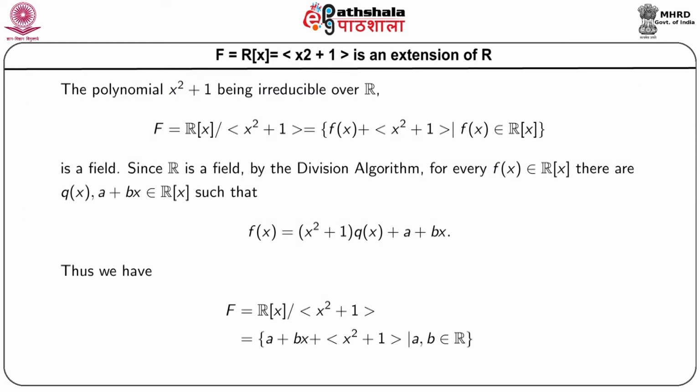Now, we give an example of an extension of R. Consider the polynomial x square plus 1 over R. Since this is irreducible over R, the quotient ring F equal to R[x] modulo the ideal generated by x square plus 1 is a field, and the elements of this field are f(x) plus the ideal generated by x square plus 1, where f(x) is an arbitrary polynomial over R.